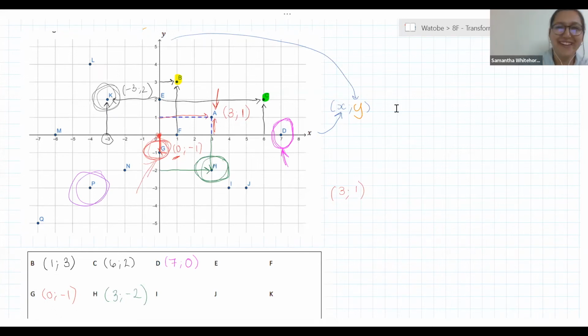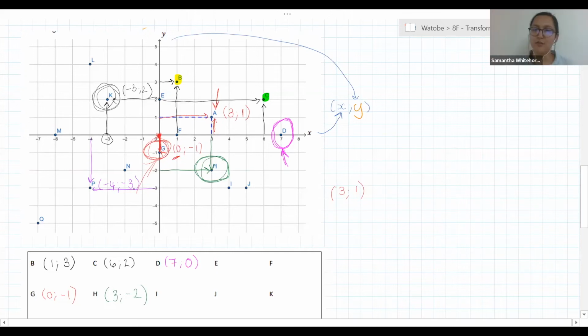Right, so guys, remember X first. So we read down from X, so -4. And then we read across for Y, so -3. And so P's coordinate is -4, -3. Right, well done, guys. Awesome.